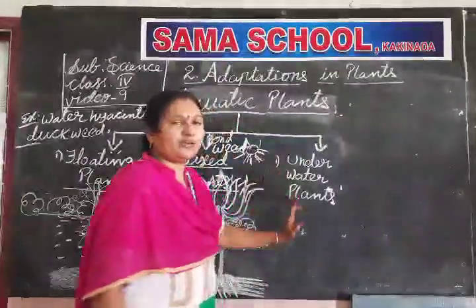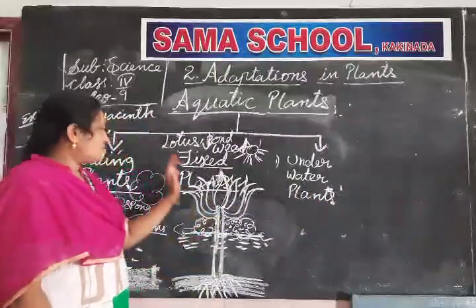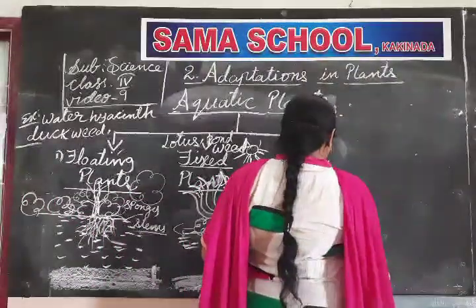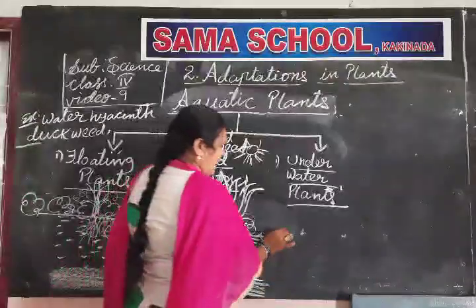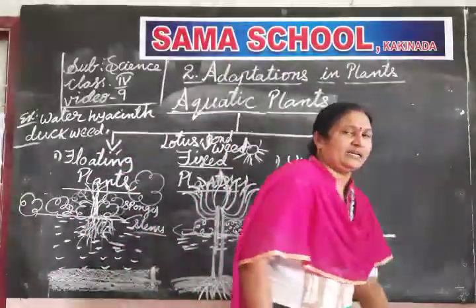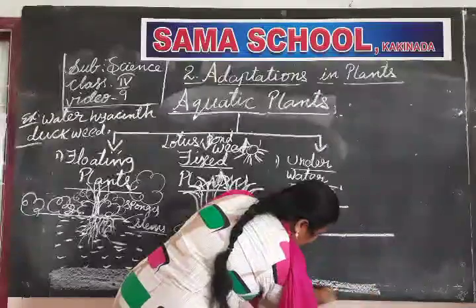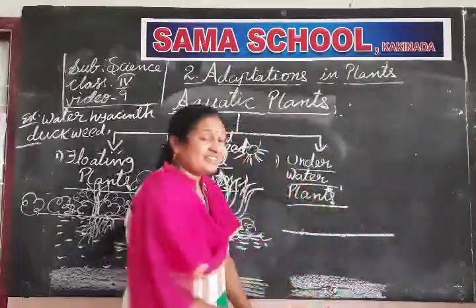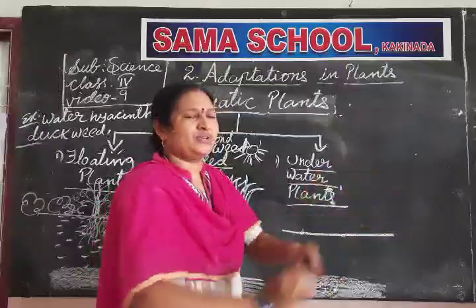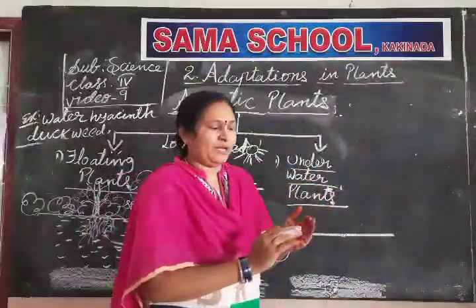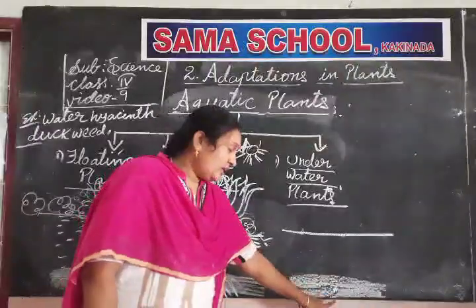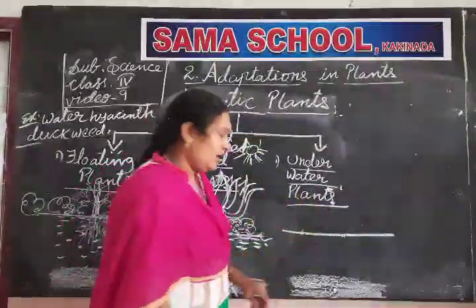Okay, the next type is underwater plants. Do you understand? Floating plants, fixed plants, and the next one is the underwater plants. These plants grow completely in the water their entire life. We can see these underwater plants in the seas and oceans, and in our houses in aquariums. Do you know aquarium? In our houses we keep a glass container in which we may grow some fish and some plants. Mostly we see these underwater plants in the seas and the oceans.